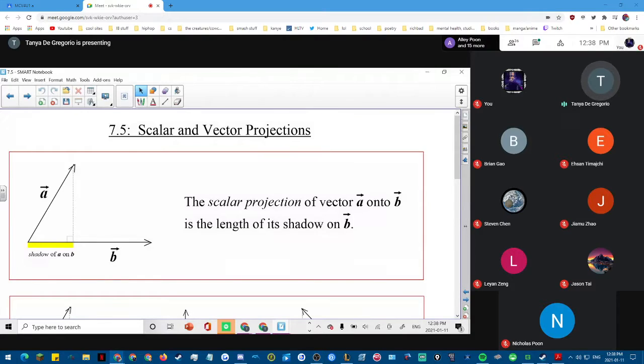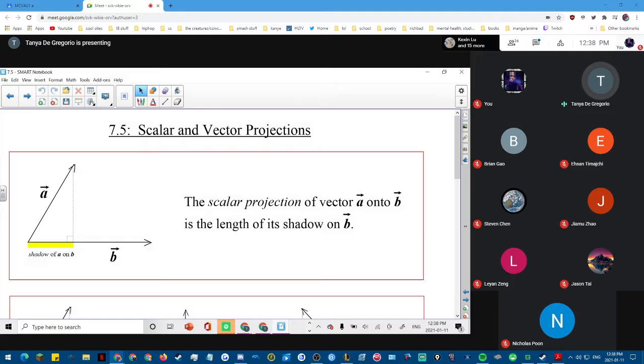Notice that they're tail to tail. Okay, so that means that you're looking at the angle between them. Okay, they're tail to tail. A scalar projection of vector A onto B is just the length of the shadow that is created by that vector onto B. So how do we find the shadow of A on B?